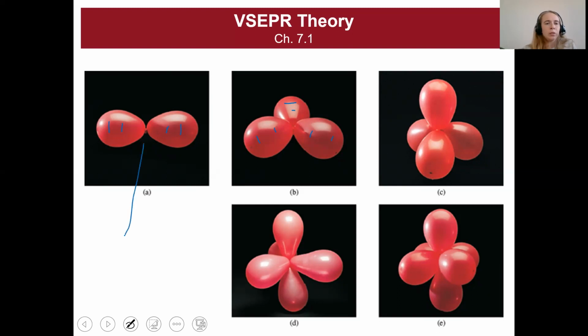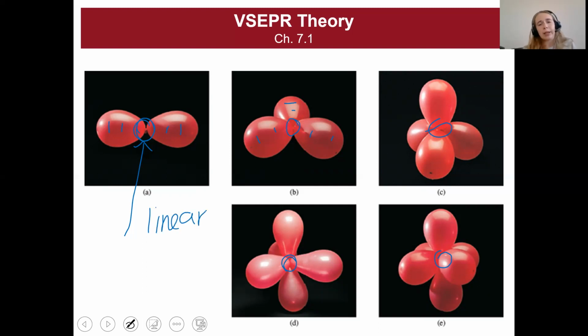So here, they're going to be just in a straight line with the central atom keeping them apart. The central atom is where we have all our balloons tied together in the middle. You don't really see it, but that's that. And the electrons are as far away from each other as possible on opposite sides of that central atom. So this is a linear geometry.